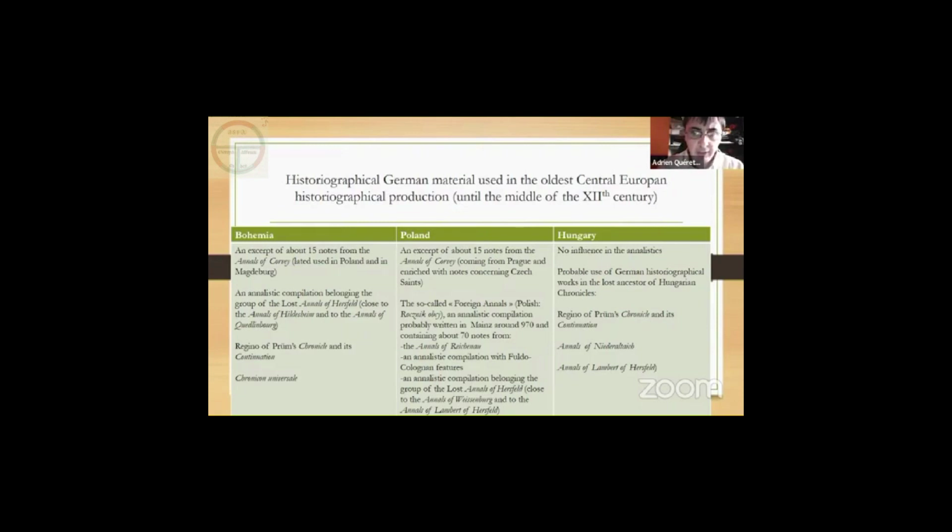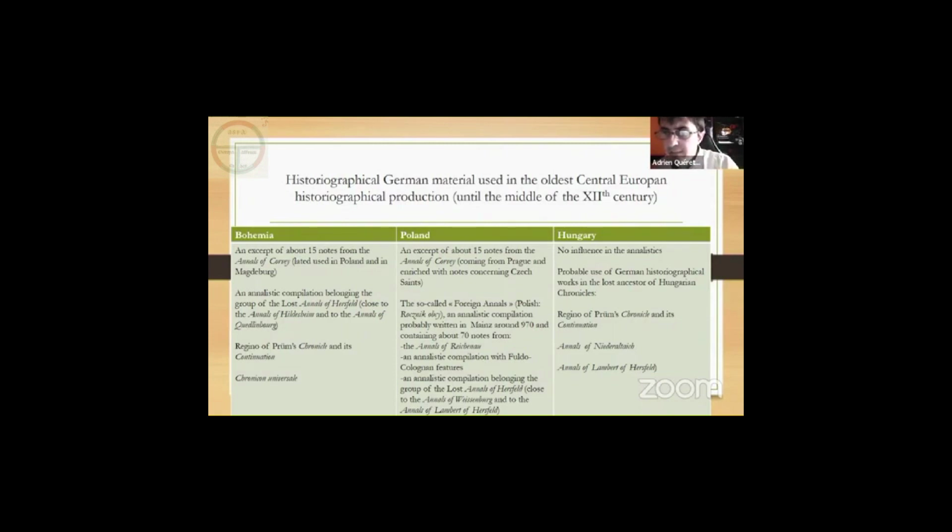Ekkehard of Aura. In Poland, we can see the same excerpt of 15 notes from Corvey sources. We can see the so-called foreign annals, which is called in Polish Rocznik Obcy, which is believed to be an annalistic compilation, probably written in Mainz, Germany, around 970, and containing about 70 notes from different annals, namely annals of Reichenau, an annalistic compilation with Fuldo-Colonian features, and an annalistic compilation belonging to the group of lost annals of Ersfeld, this time closer to the annals of Weissenburg, that is today in Alsace, and the annals of Lampert of Hersfeld.